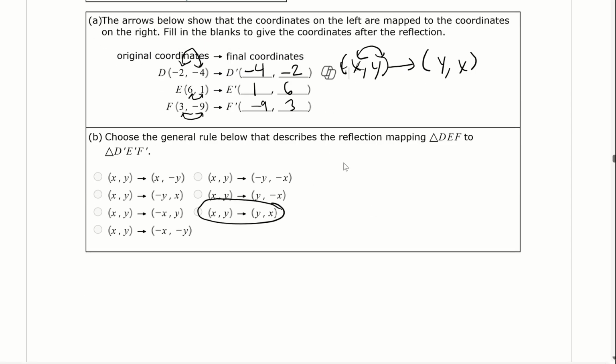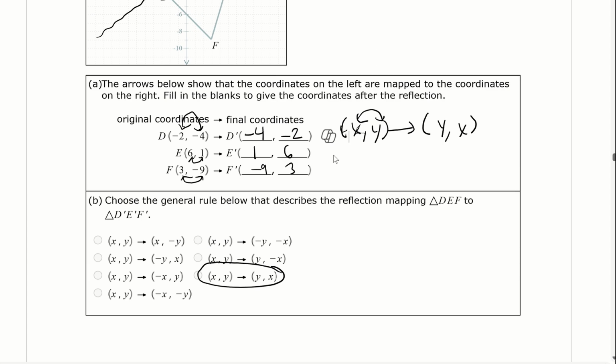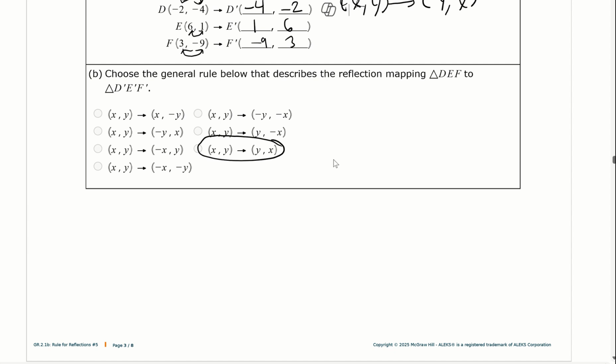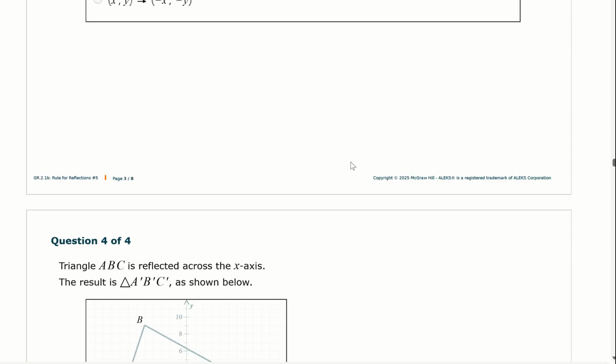Memorize these rules so that you can do well on the quiz. You have to memorize them. You can't use your notes when you do the actual quiz. When you do the ALEKS, you can potentially use your notes, but when you do the paper quiz, make sure you know these.